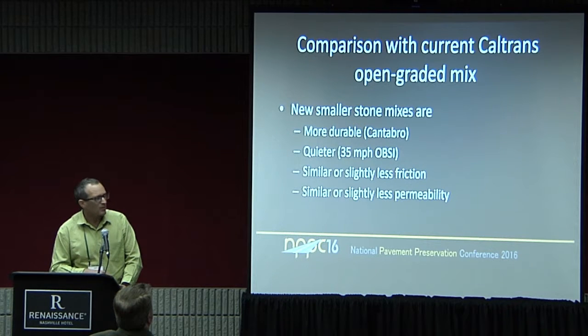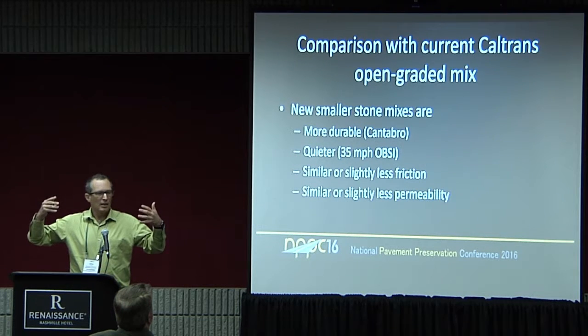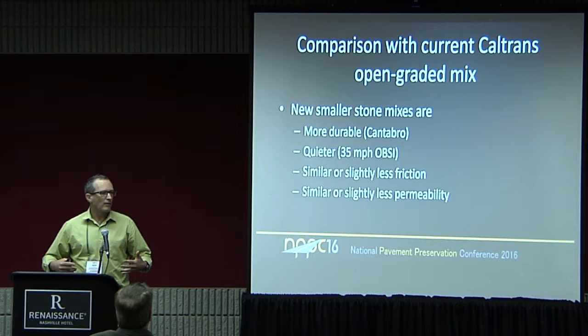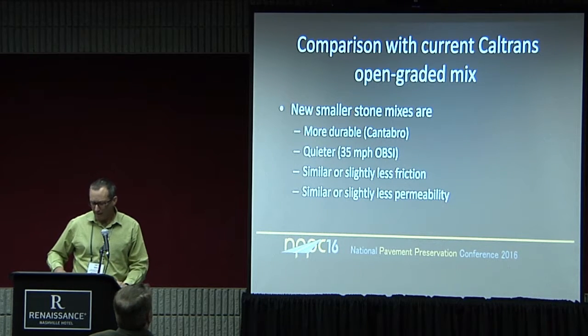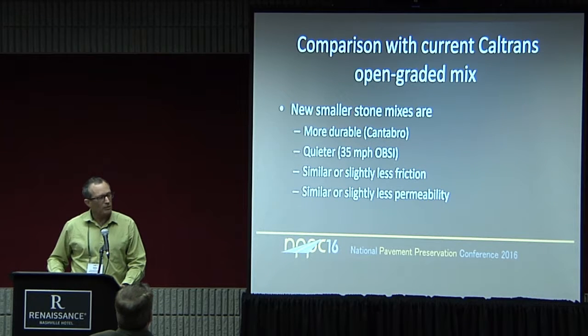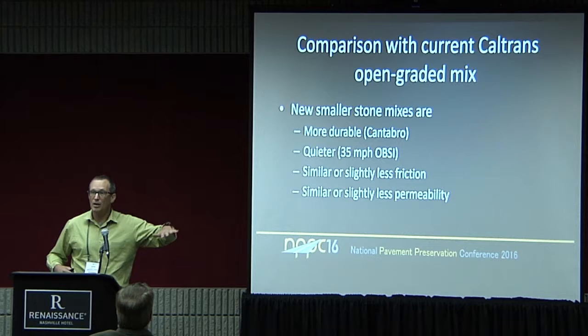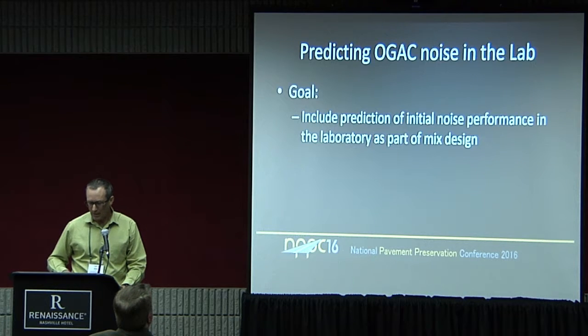They have a little less permeability, so you wouldn't want to use these where you need to capture all the rainfall for hydroplaning, as the thicker mix might, or in a really fast rainstorm. But most of our rainstorms in California and the West Coast are pretty slow. Not a lot of thunderstorms.